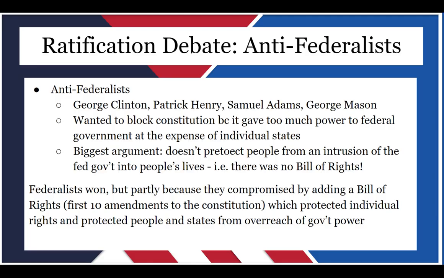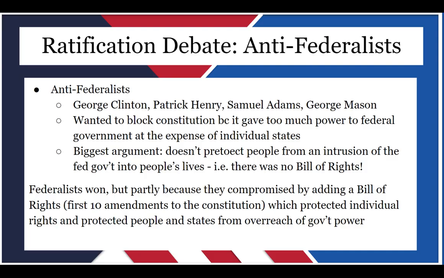Their biggest argument was that the Constitution wouldn't protect people from intrusion of the federal government into their lives. Their big issue was there was no Bill of Rights attached to the Constitution yet that said, essentially, that there are certain rights that can't be infringed upon by the federal government. Now, the Federalists did win, but a big part of the reason why they were able to get at least 9 of those states to ratify the Constitution is because they compromised and promised that they would add a Bill of Rights to the Constitution.